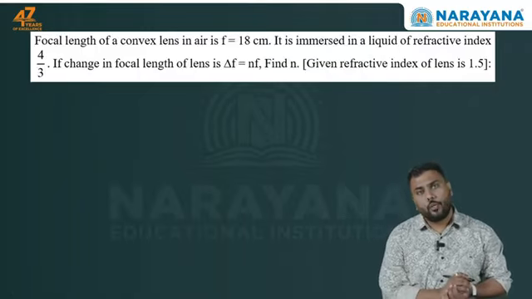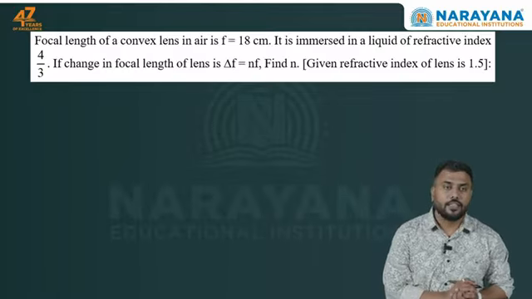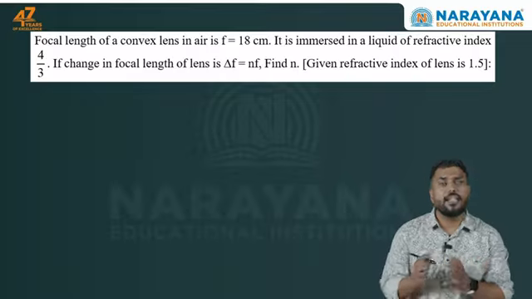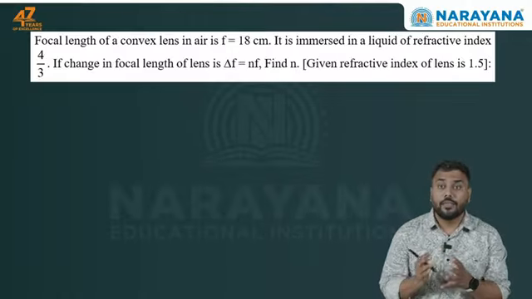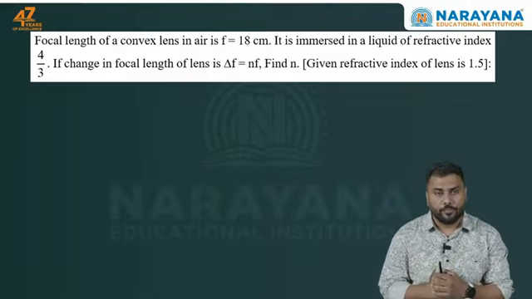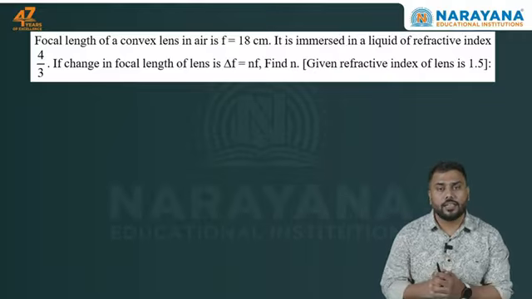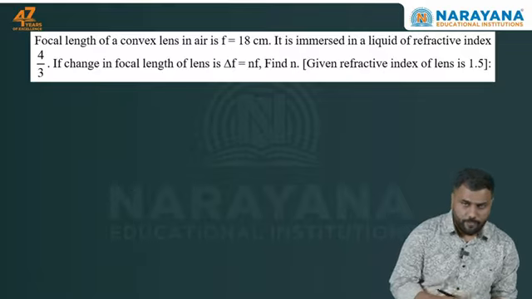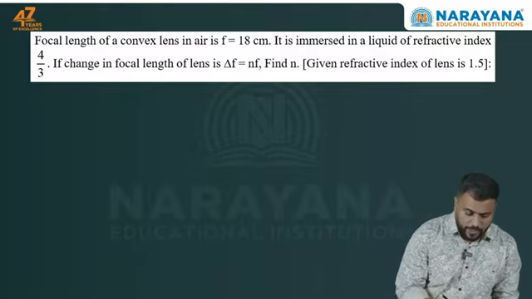Again, the next question is an optics based question, but this time it is an integer type question. The focal length of a convex lens in air is 18 centimeter. It is immersed in a liquid of refractive index 4 by 3. The change in focal length they are asking is n f, where n is an integer. We need to find the value of n. We also have been provided the refractive index of the lens.